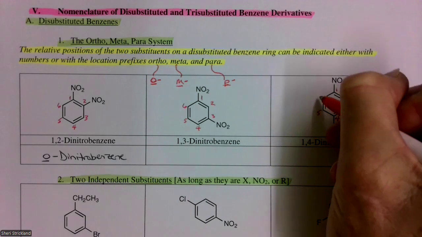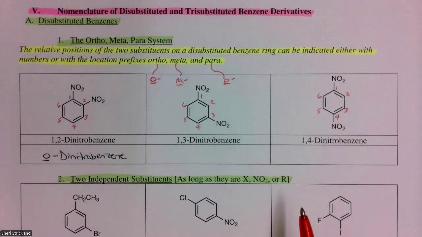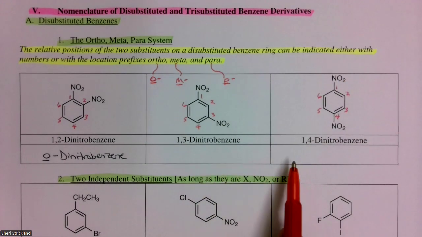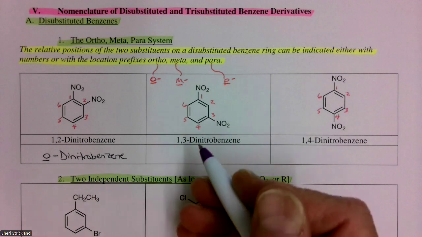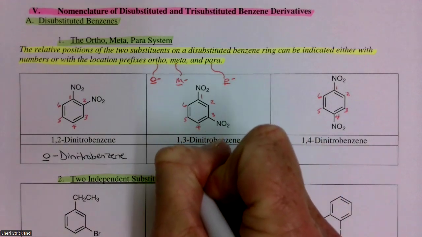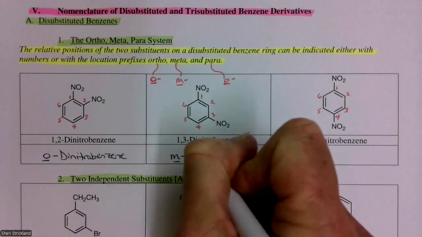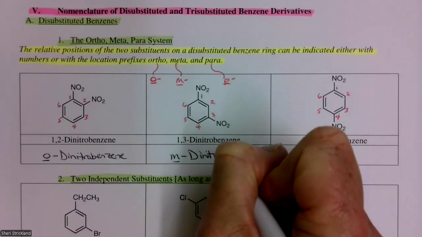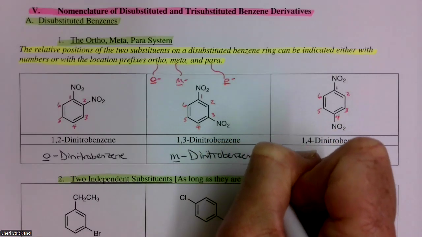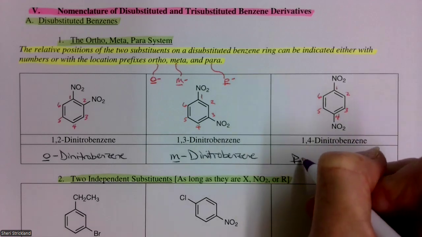So I want you to pause the video and then write the names down here that have to do with the ortho, meta, para system, and then come on back. All right, welcome back. So the 1-3 could be meta-dinitrobenzene. And the 1-4 is the para-dinitrobenzene.